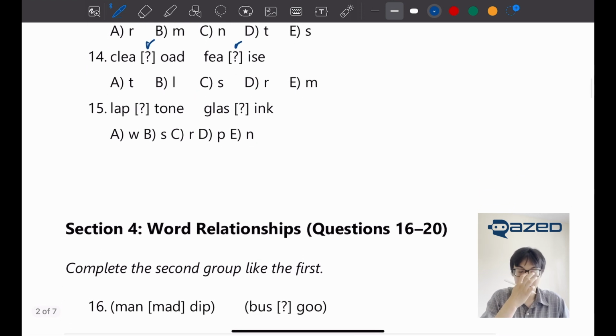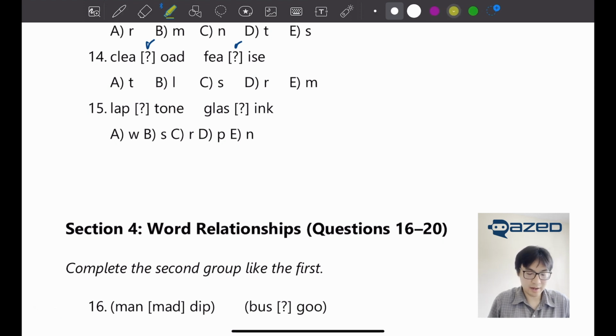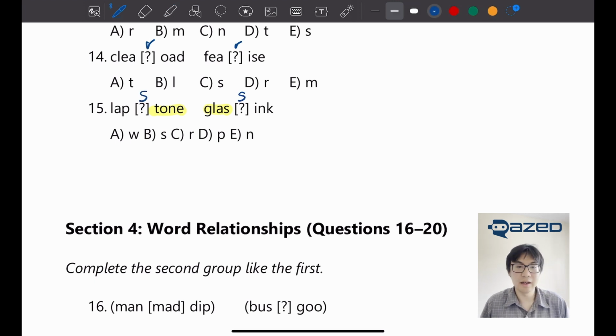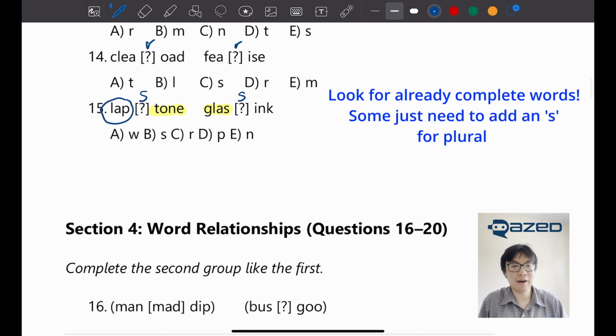Alright. Next one here. This is quite a giveaway, and this is quite a giveaway. There's not many letters, again, that could really fit. So we know straight away it's S. This is quite a sneaky one whenever they do these. They have a perfect looking word and they put a plural. So if you ever see a complete word, it's probably an S towards the end.